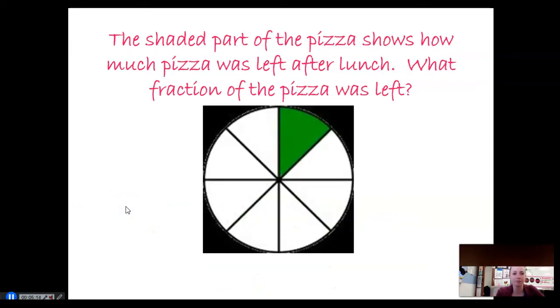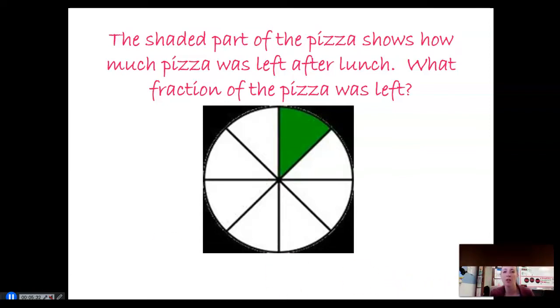All right, kiddos. The shaded part of the pizza shows how much pizza was left after lunch. What fraction of the pizza was left? Write that answer on your pieces of paper or boards. And when you are ready, you can unpause the video.